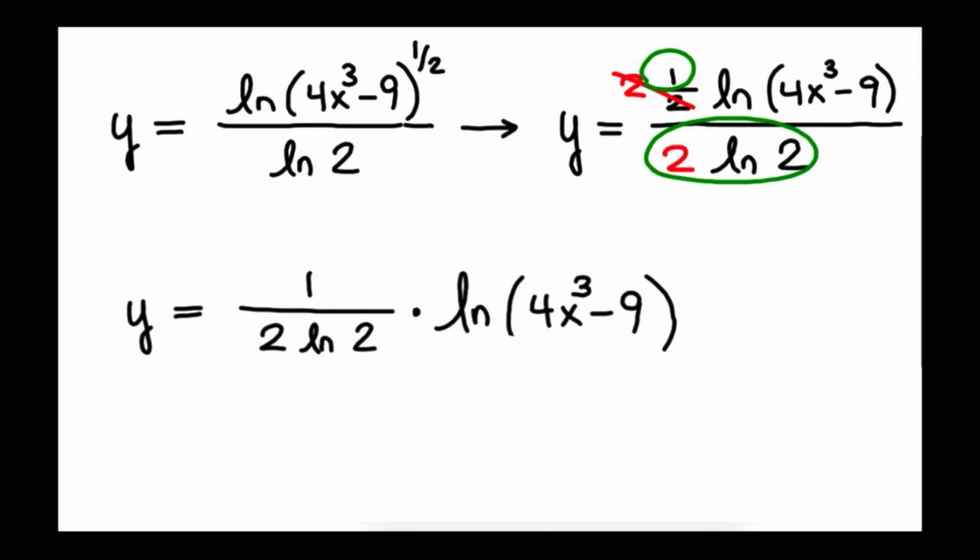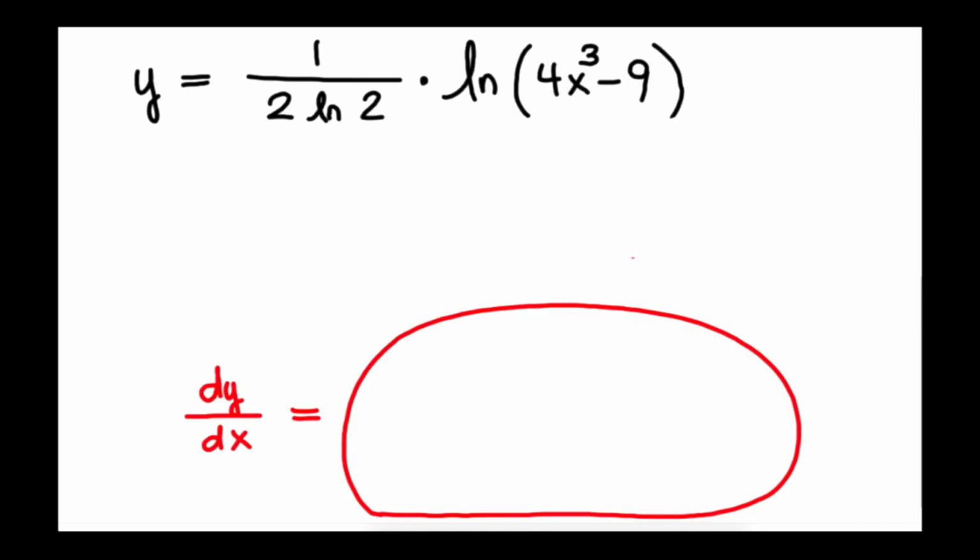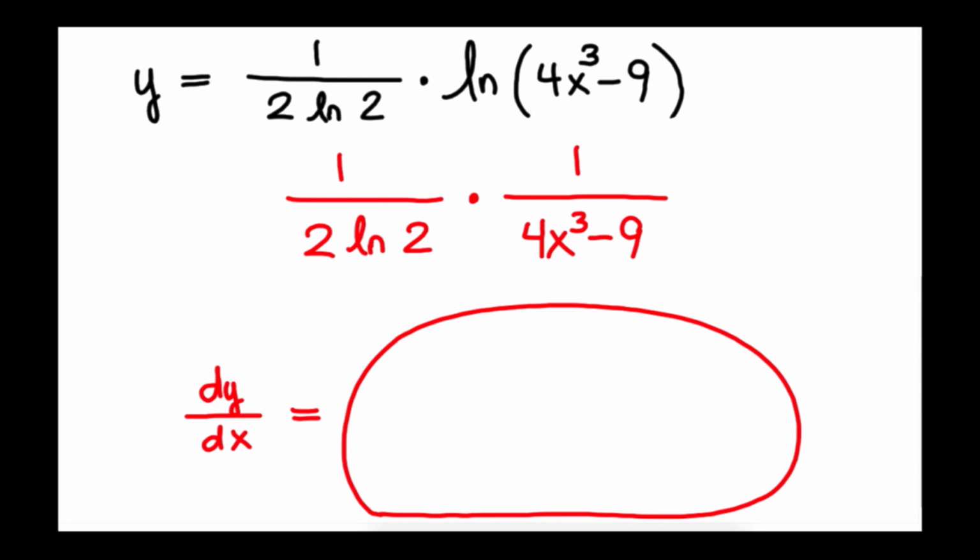Before I do that, I'm going to move the slide up one more time just to have enough room to finish out. The 1 over 2 ln 2, again, just comes straight down, being that it's a coefficient. The derivative of a natural log will be 1 over argument, 1 over stuff. So 1 over 4x to the third minus 9, times any chain rule that was in the argument, in this case times 12x squared.